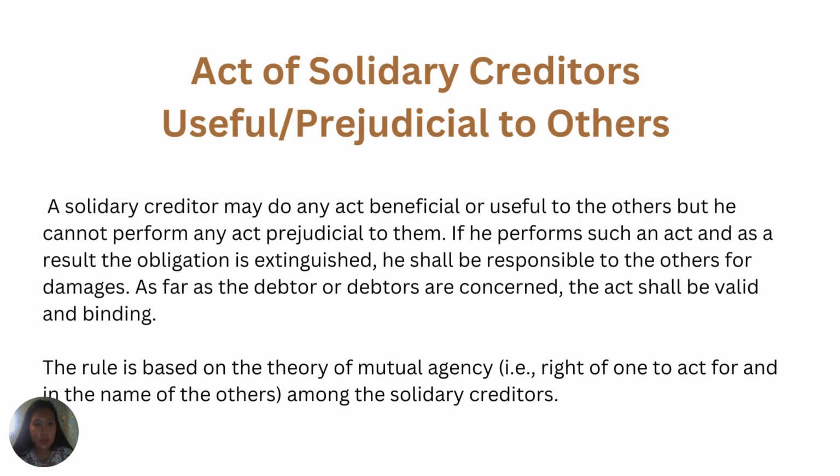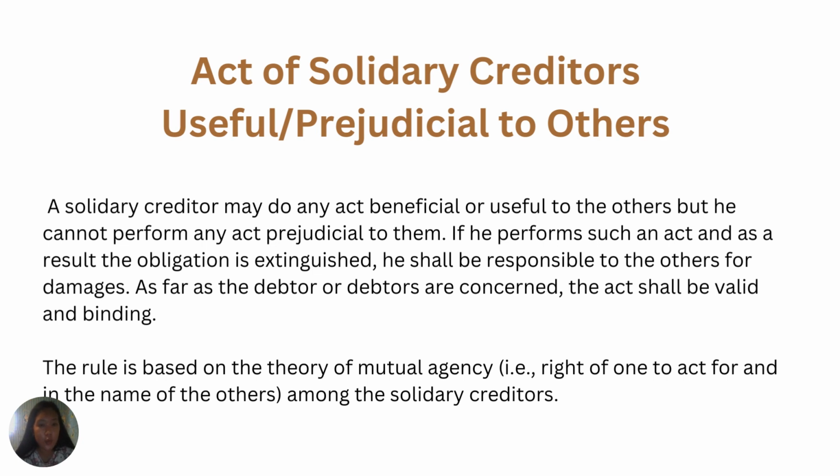So, an act of a solidary creditor that is prejudicial to others. A solidary creditor may do any act beneficial or useful to the others, but he cannot perform any act prejudicial to them. If he performs such an act and as a result the obligation is extinguished, he shall be responsible to the others for damages. As far as the debtor or debtors are concerned, the act shall be valid and binding. The rule is based on the theory of mutual agency.